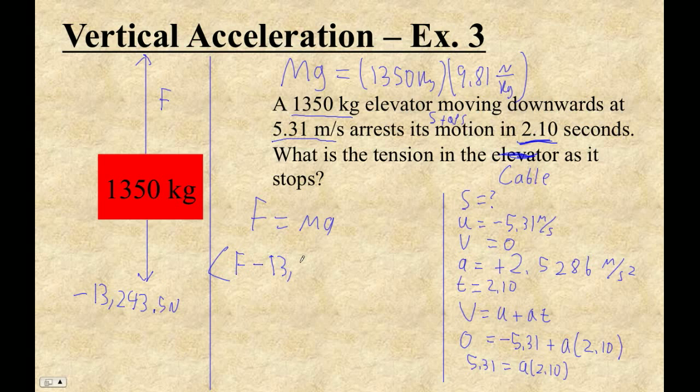So the unknown force minus 13,243.5, right, and then that equals 1350 times this acceleration, positive 2.5286. Sorry I ran out of space there, but there it is, right? So now we're all set. I'm going to go 1350 times this number here, and I get like 3413.6 or so, right? And then I'm going to add this number to it.